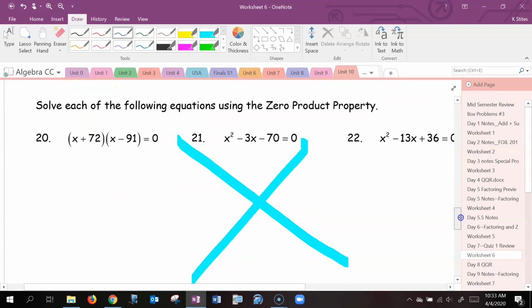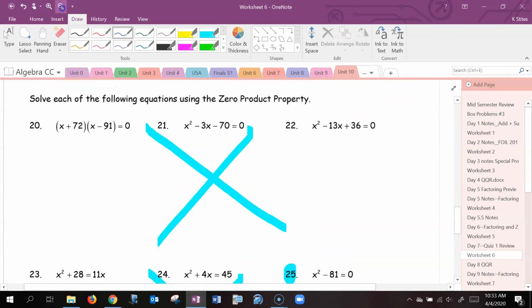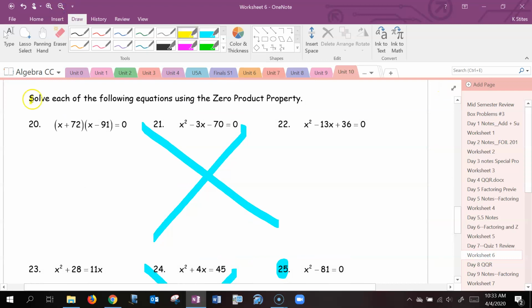Flip the page for me. So now we're going to talk about solving. Solving is what happens when you have an equals 0. Now, periodically, you're already going to be in factored form. Don't FOIL this. I know people are like, ooh, FOIL.